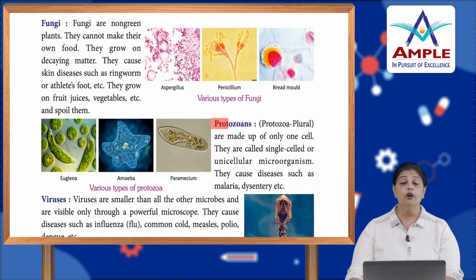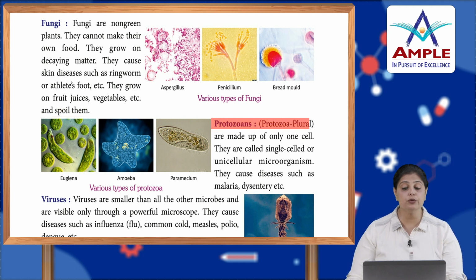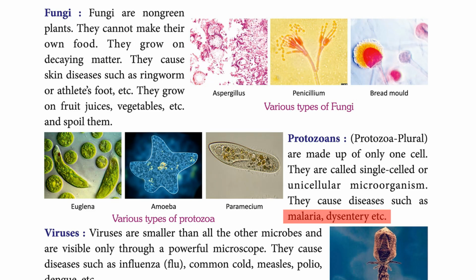Then protozoa. Protozoa is plural and protozoan is singular. They are made up of only one cell and they are called single celled or unicellular microorganisms. They cause diseases such as malaria, dysentery, etc. Different types of protozoa are euglena, amoeba or paramecium.